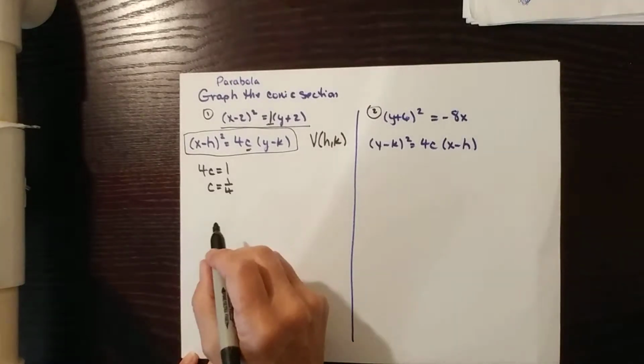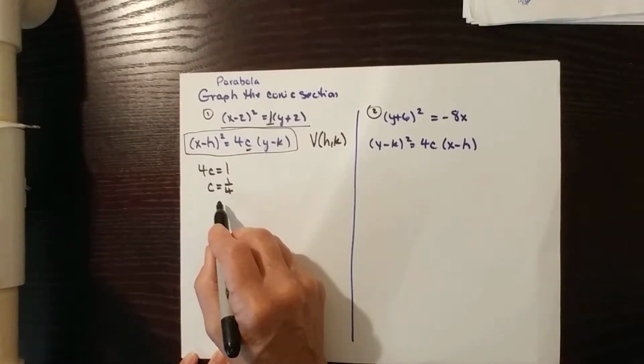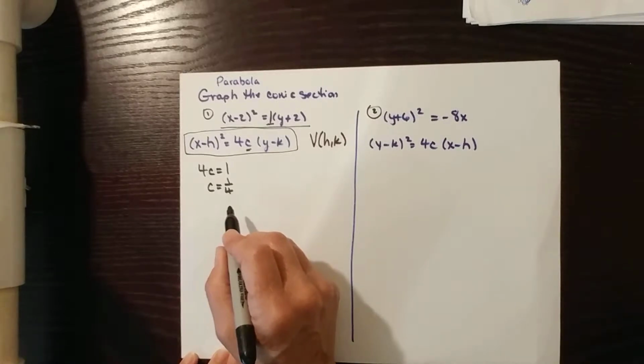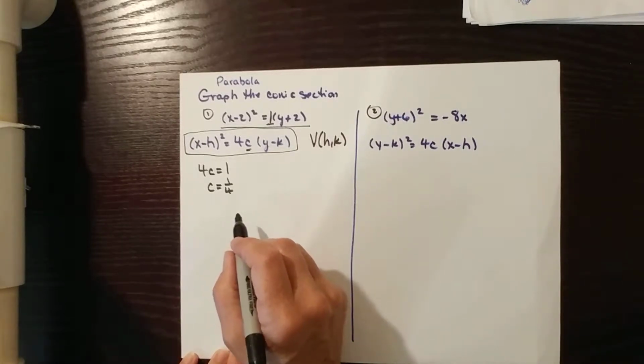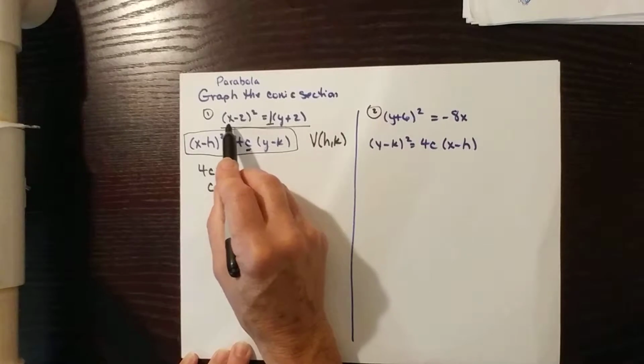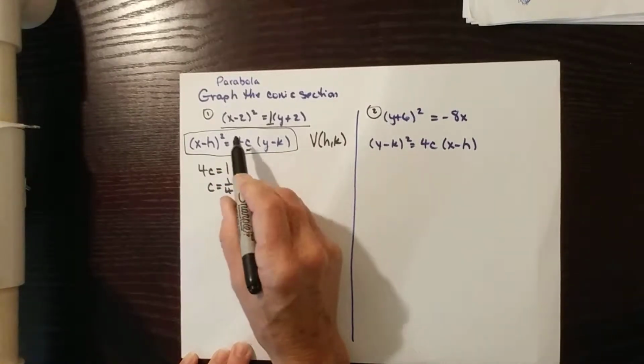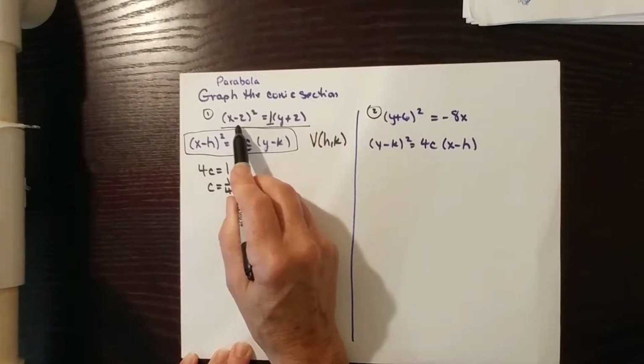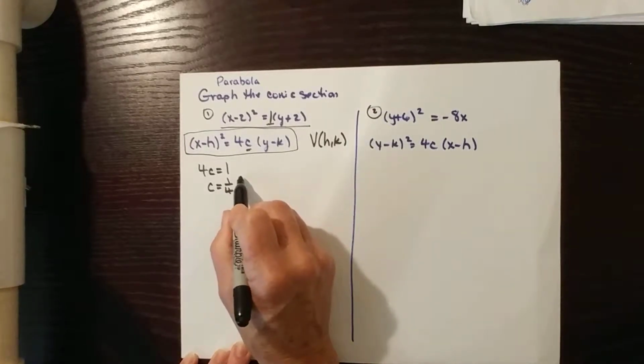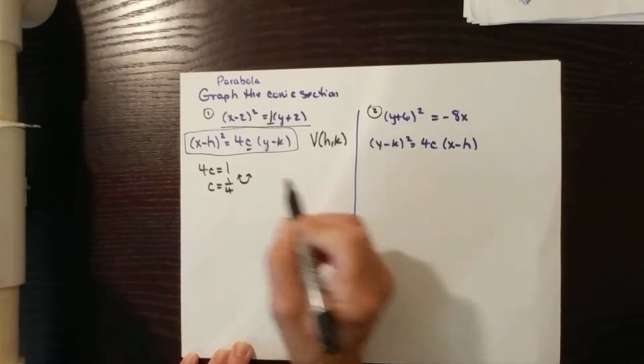Now, if c is positive, and it is, then we know that our parabola will be facing up. And I say up because x is being squared. That means it's either going to be facing up or down. Since c is positive, it will be facing up. This is the picture of our parabola.